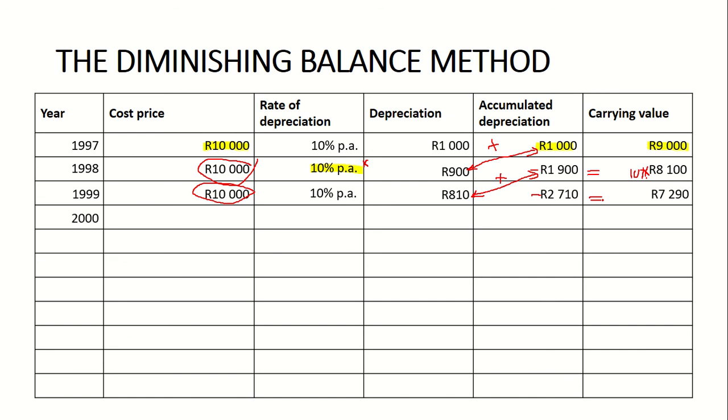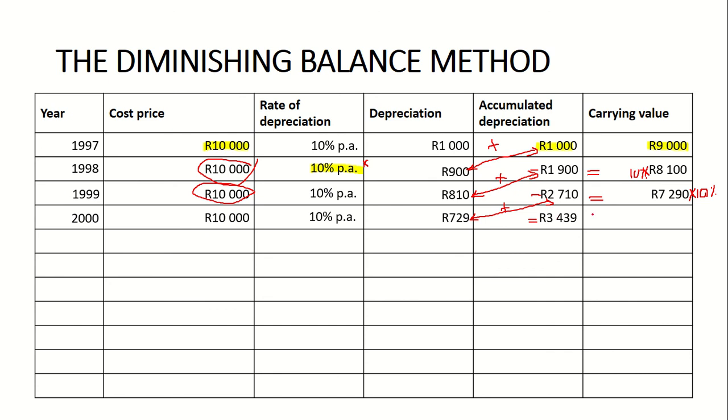For 2,000, I will take 10,000 Rand multiplied by 10%. Well, actually, for me to calculate depreciation, I will simply take that 7,000, which is last year's carrying value, multiplied by 10%, and it'll give me 729. My accumulated depreciation for that year will simply be last year's accumulated depreciation plus current year's depreciation, and then it'll give me that.